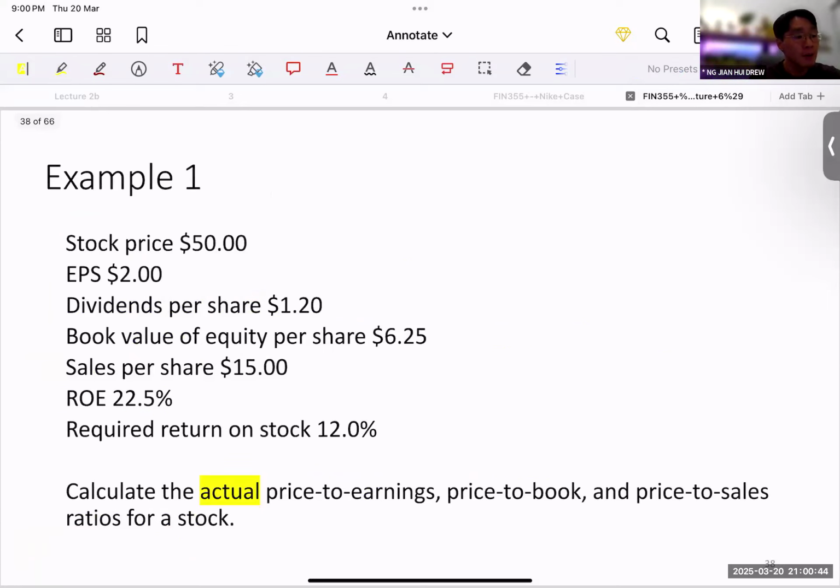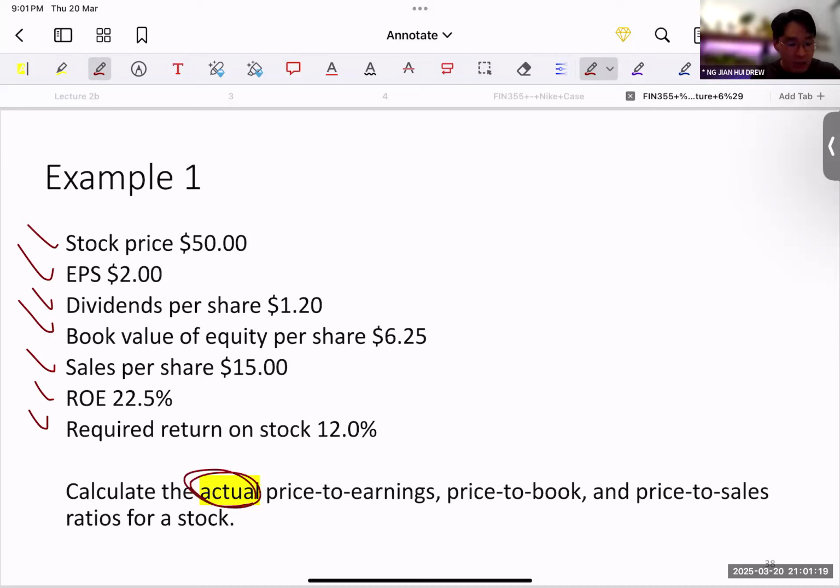Okay. So we do have a question here. I think it's probably one of the last examples, but let's look at this, right? We have a lot of options here. So this is one of the best examples because it incorporates all the ratios that we have learned about. So we are given stock price, EPS, dividend per share, book value of equity per share, sales per share, ROE, and required return on the stock.